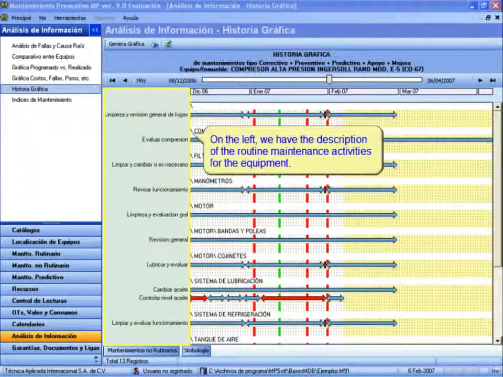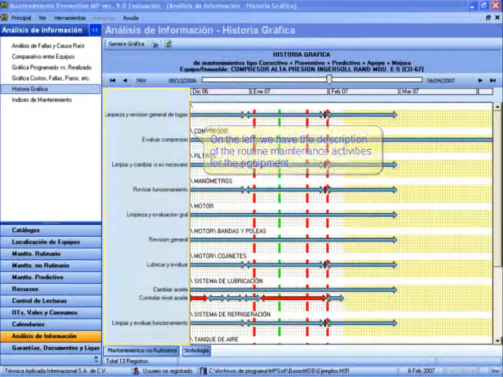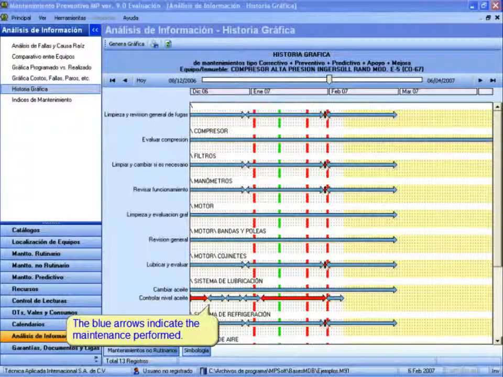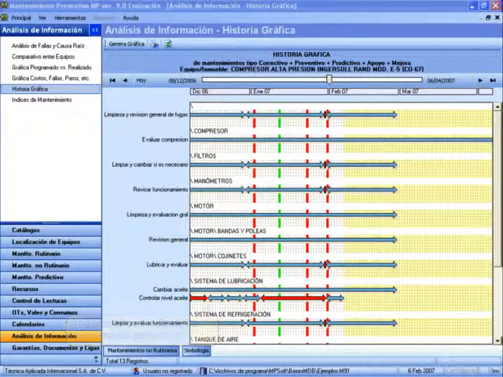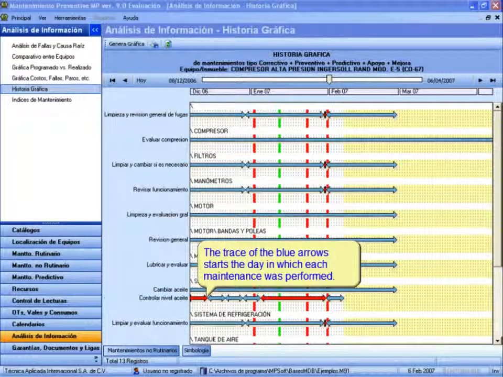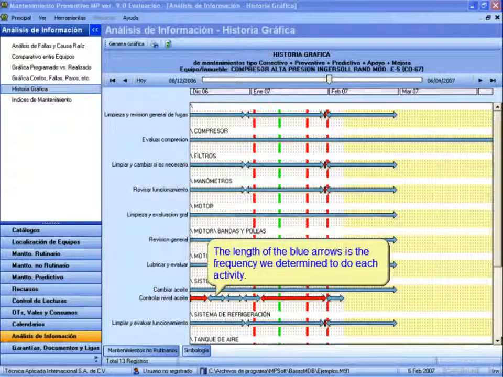On the left, we have the description of the routine maintenance activities for the equipment. The blue arrows indicate the maintenance performed. The trace of the blue arrows starts the day in which each maintenance was performed. The length of the blue arrows is the frequency we determine to do each activity.